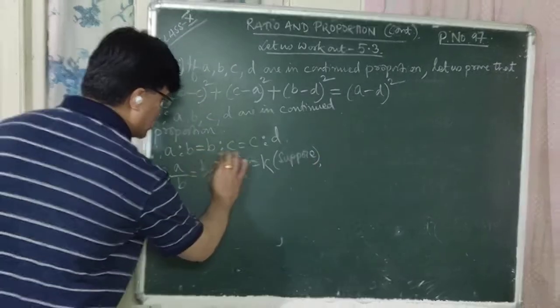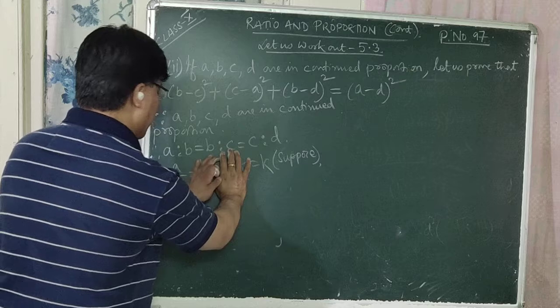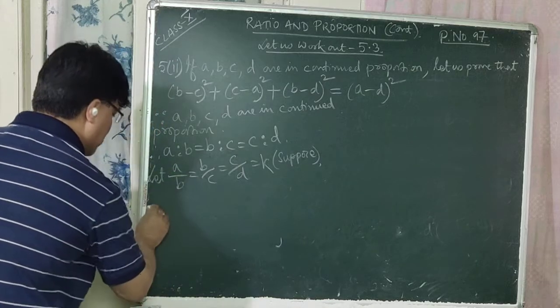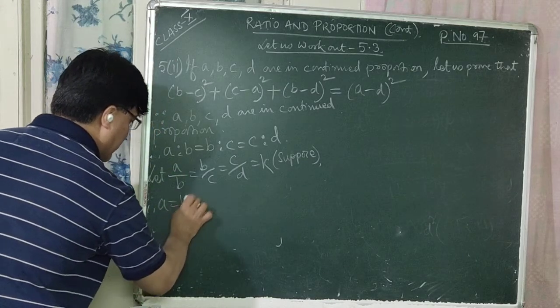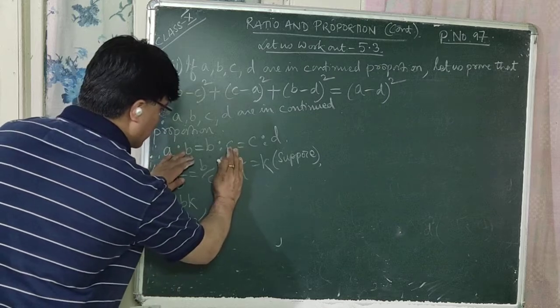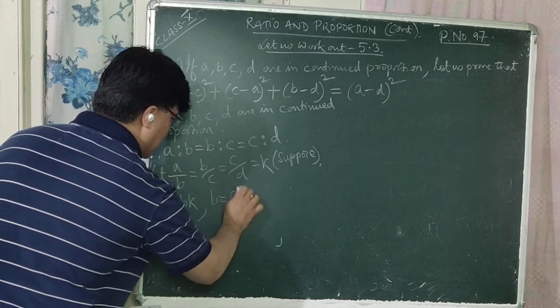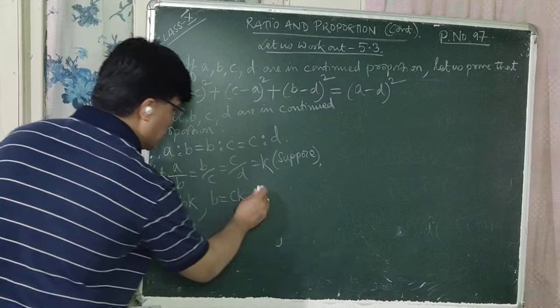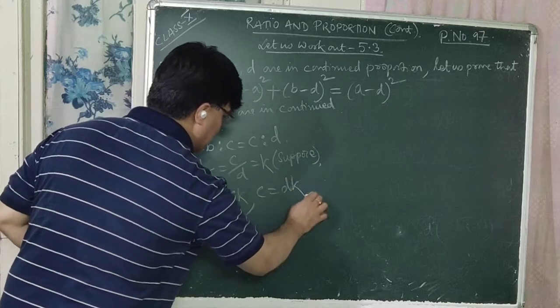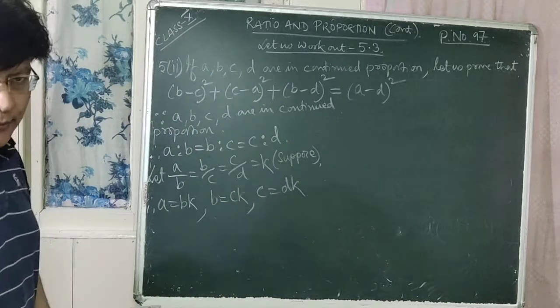Now covering these two, we can find the value of A. What is the value for A? A is equal to BK, right? So let us write here. So A is equal to BK. Again covering these two, B is equal to CK. Again covering these two, C is equal to DK. Is that clear? So I think you have understood it.